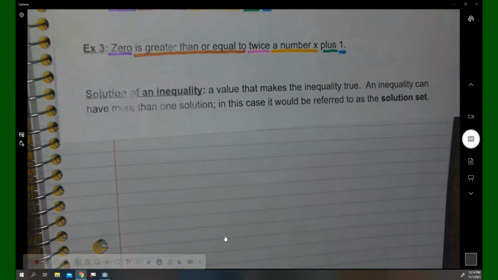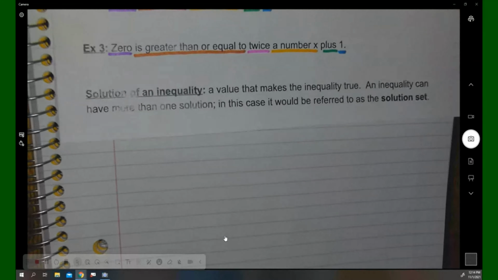All right, so the next thing we're going to talk about is whether something is a solution to an inequality or not. The solution of an inequality is a value or a number or an amount that makes the inequality true. Now, what's different about inequalities compared to equations is that inequalities can have more than one solution, and in most cases, they have multiple solutions. So when an inequality has multiple solutions, it gets referred to as the solution set. There's a set of numbers, it could be all the numbers that are bigger than this, or all the numbers that are smaller than that. Basically, if it falls into that set of numbers, then it would be a solution to this inequality.